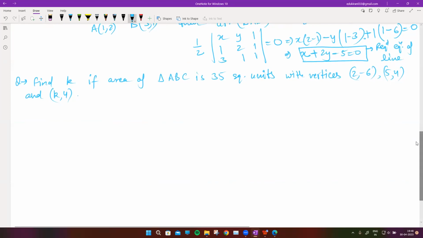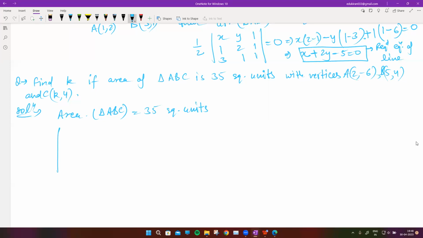And we know the vertices are (2, -6), (5, 4), and (k, 4). So area of triangle ABC, you know, is 35 square units. You also know how to find this area: half of the determinant with rows 2, -6; 5, 4; and k, and the third column would be 1, 1, 1.